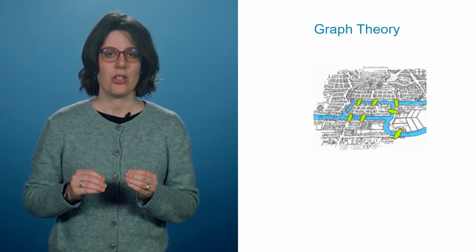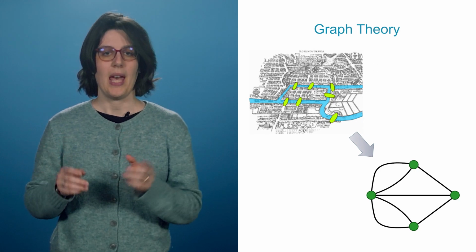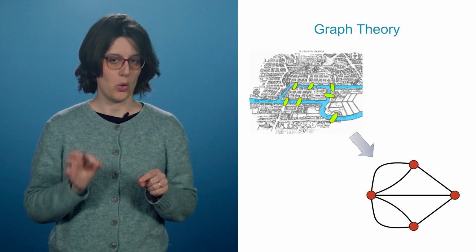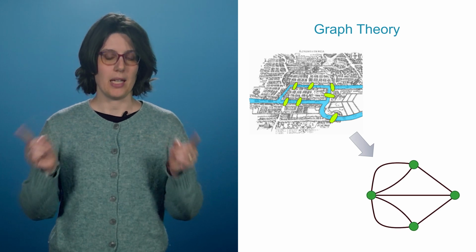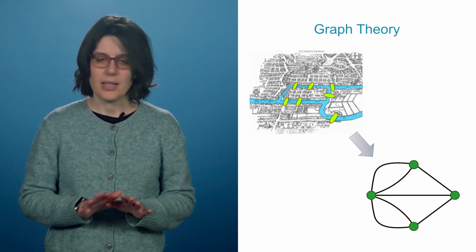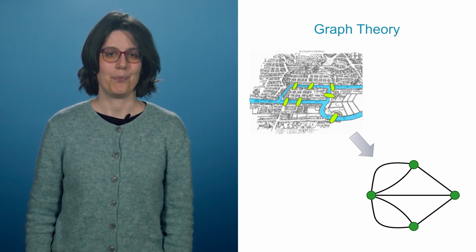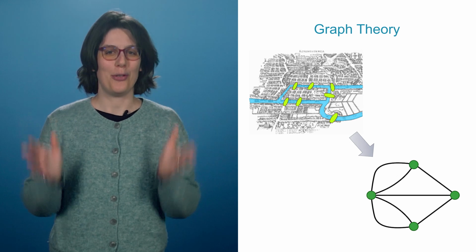To answer this question, Euler represented the city and the river as a graph. Every area is represented by a node, and every bridge by a link or an edge. In this way, he realized that such a path does not exist. You can look up the mathematical explanation online. And this is how we get to graph theory.